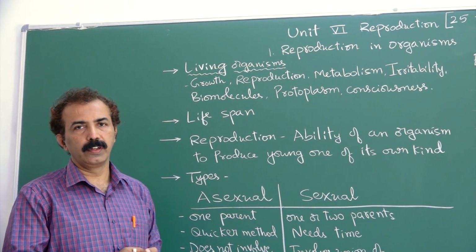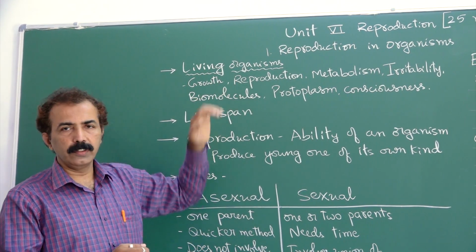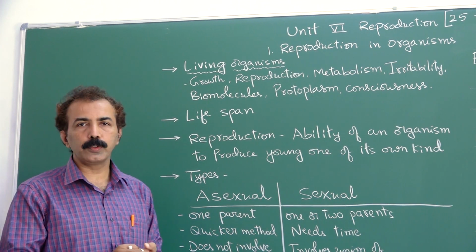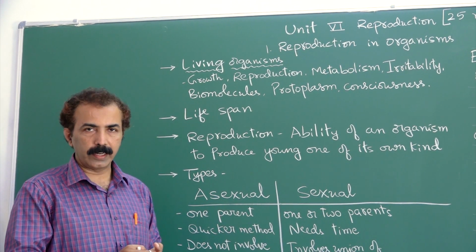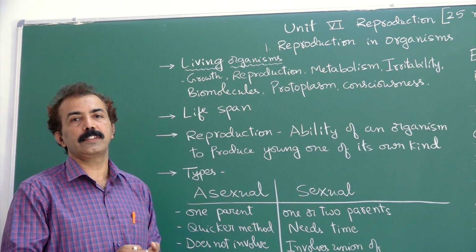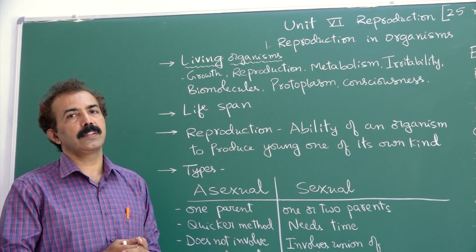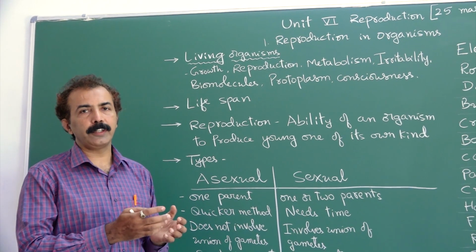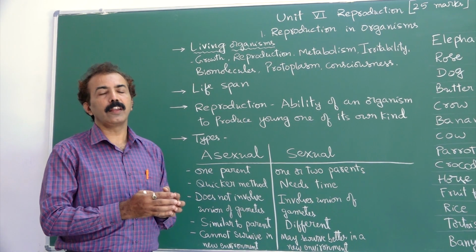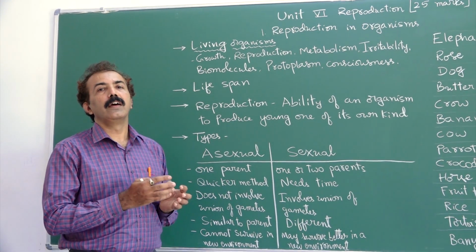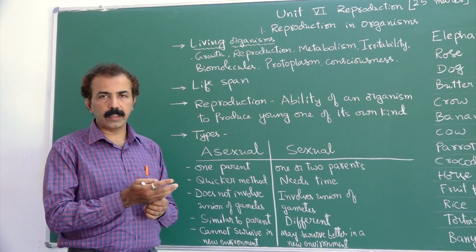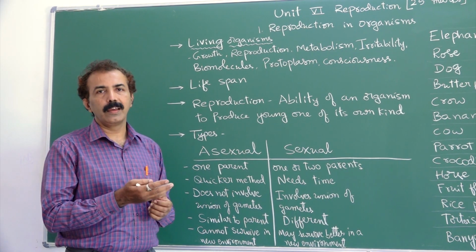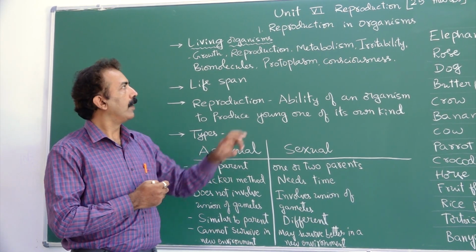Viruses do not grow. Reproduction, the ability of an organism to produce young ones of its own kind. Again, there are exceptions. Some organisms, like hybrids between two different species, cannot reproduce. For example, a cross between horse and donkey, which results in mule, cannot reproduce.